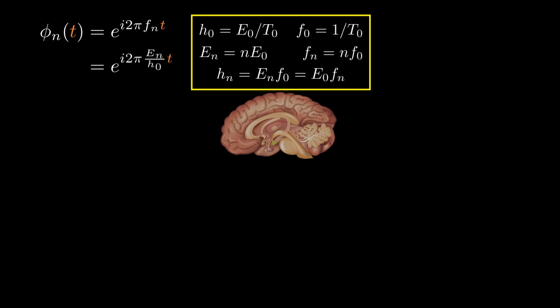Phi n can also be expressed in terms of a particle's energy En and the unit action h0, where En times t divided by h0 is the total actions executed through a particular ion channel. Phi n, in this form, is known as the time-dependent wave function.